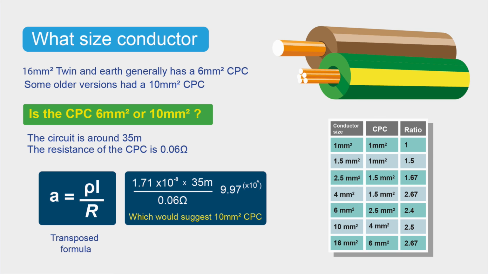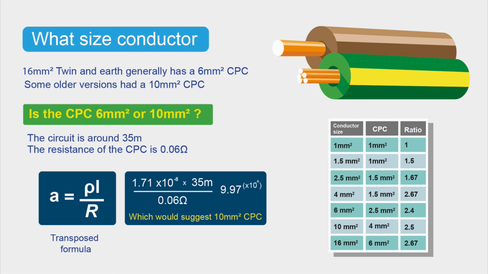And after I've nulled out my leads and everything, I get a resistance of 0.06 ohms. I've worked out, I think it's about a 35 meter run. And so I put the numbers to the calculator and I get 9.97 times 10 to the minus 6. 0.06 times 10 to the minus 6, I get 9.97. Which is suggesting, under this set of circumstances, the CPC is 10 mil. It's only going to be a suggestion because it's going to be really difficult to know the length and stuff, but then you can transpose the formula around to get the length.